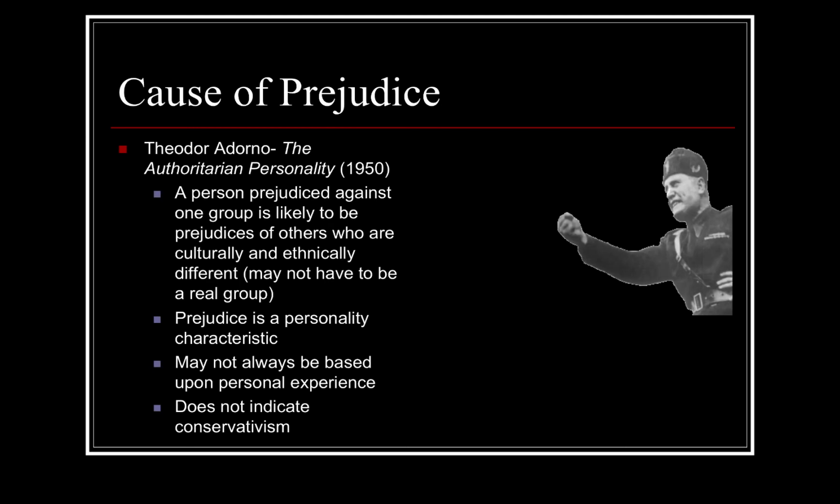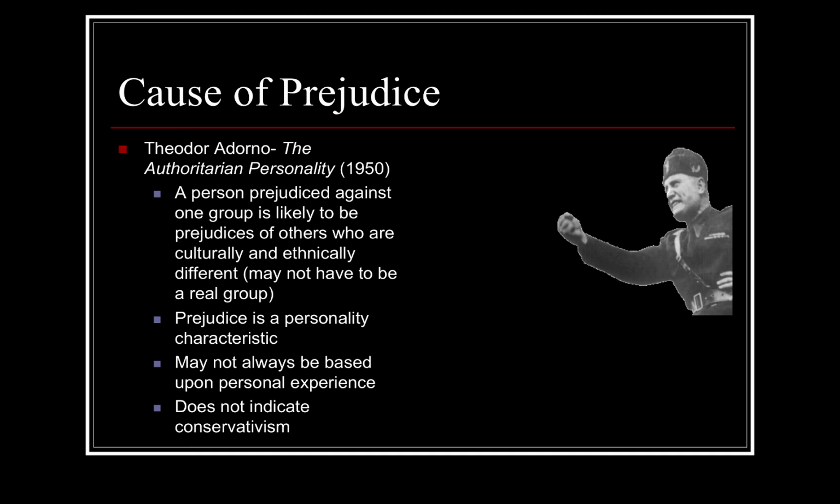Now we'll talk about what causes prejudice. Well, there's various theories out there, and the one we're going to focus on now is Theodor Adorno's authoritarian personality, developed in 1950. He states a person prejudiced against one group is likely to be prejudiced against others who are culturally and ethnically different, although these groups may not be real in themselves.